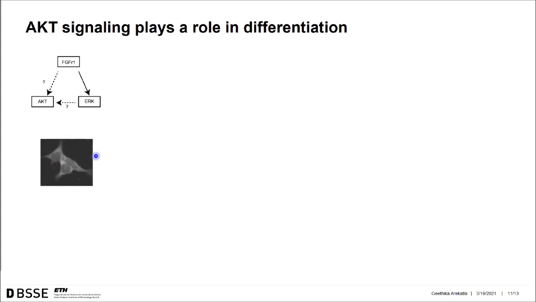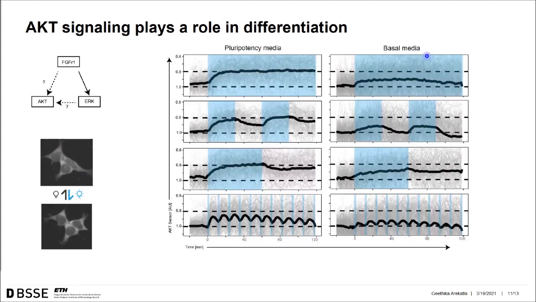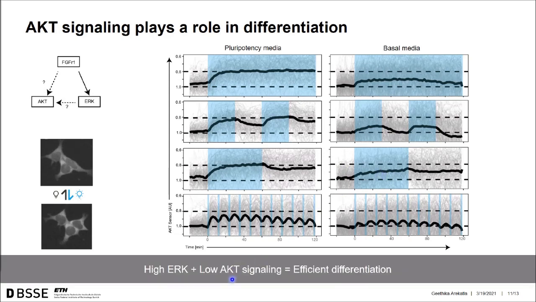So this is the AKT sensor. And when we triggered it with light, you could actually see the sensor move out of the nucleus into the cytoplasm, showing that, yes, it is directly downstream of the FGF receptor and is also activated by it. And when we looked at the AKT response in the two different media, for all the different stimulation conditions, what we found was that the area under the curve for AKT is much higher in the pluripotency media compared to the basal media. So from this, what we basically concluded was that, okay, high ERK is definitely necessary, but low AKT signaling is also important for efficient differentiation.